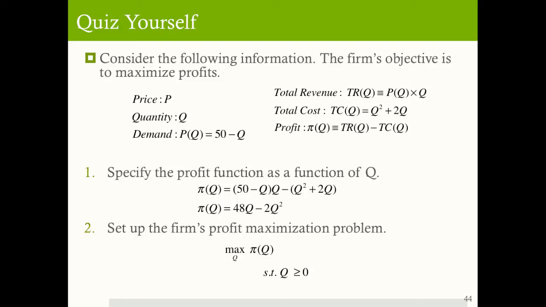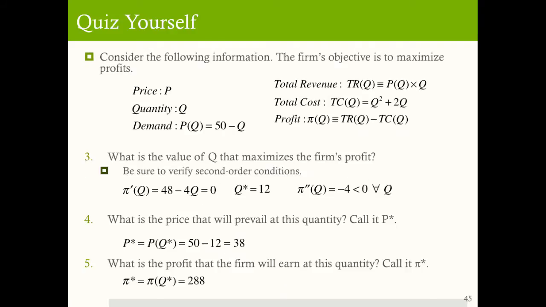All right, so for the first one, specify the profit function as a function of Q. So price times quantity is total revenues. That's 50 minus Q as the price times Q, and then total cost is Q squared plus 2Q. So when we simplify that, the profit function is 48Q minus 2Q squared. And set up the firm's profit max problem. What we're trying to do is maximize profit by choosing quantity subject to the constraint that quantity is greater than or equal to 0.